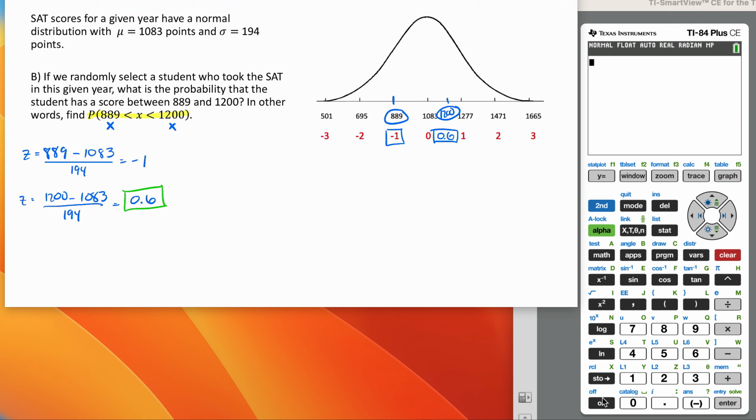So an SAT score of 1200, I'll mark it on the distribution on the right, has an area to the left of 0.7257. Again, we found that from part A. And then now let's find the area, and I'll mark it in red here, to the left of a z-score of -1.